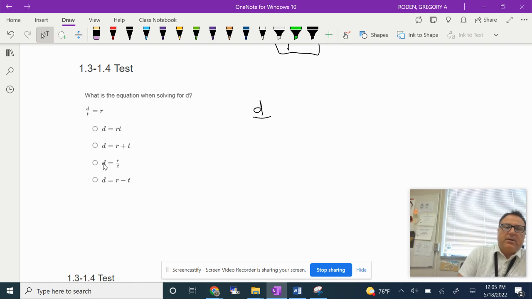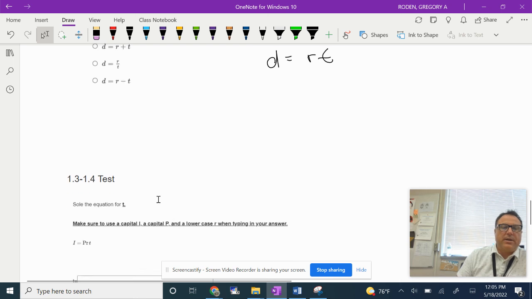So we have d over r equals d over t, so t equals r. And so just multiply both sides of the equation by t to get d by itself. So d equals rt. So it's going to be that one right there. That was a pretty easy one, right?